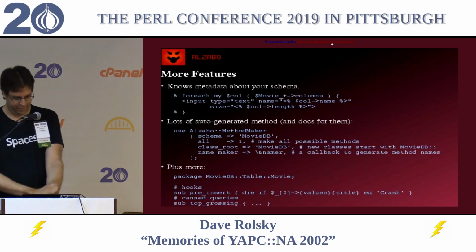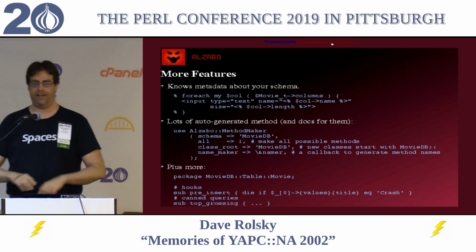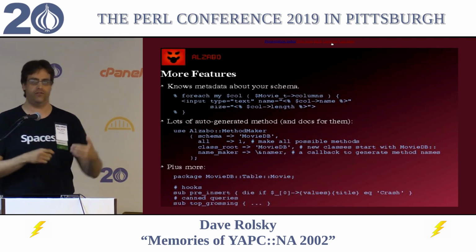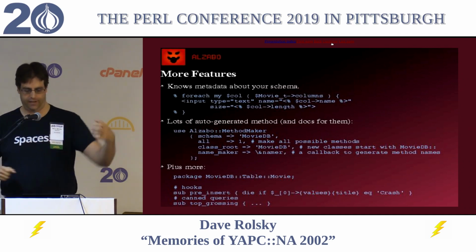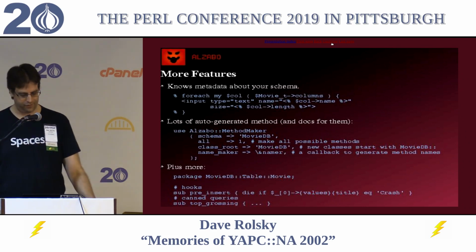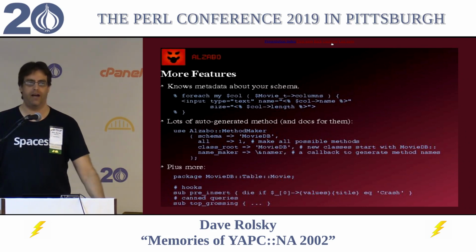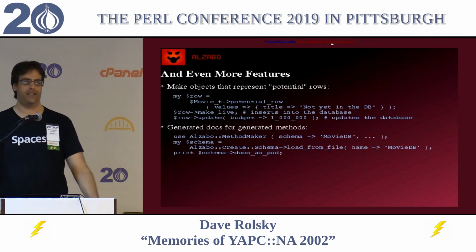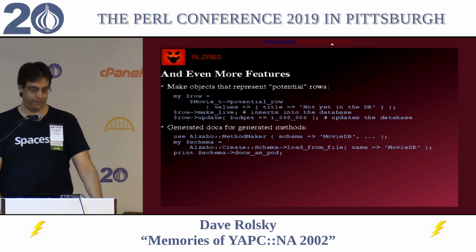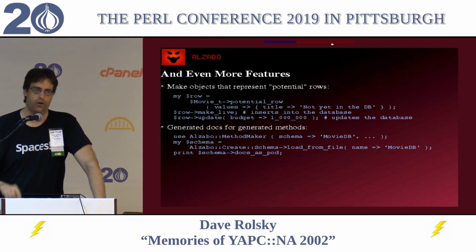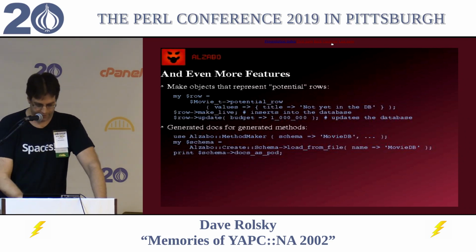What else did it do? Yeah, it knew about your schema. It would have this whole method auto-generation system where you could generate classes that would use the table objects and give you additional methods. It was kind of crazy. I don't know what I was thinking. I did use it for a few of my projects, but I don't think many other people ever used it. Maybe somebody here used it but doesn't even want to admit it. I did all sorts of stuff, so you could make potential rows and then make them live by inserting them. It would generate documentation for you.